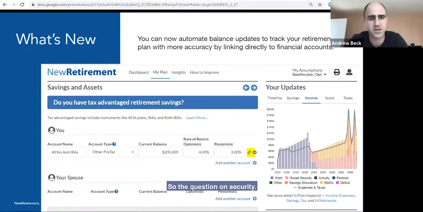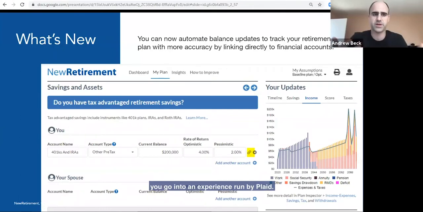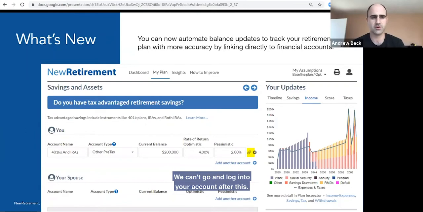So the question on security. Plaid is an industry leader. They say they've got bank level security and privacy, end-to-end encryption. So number one thing on security is you go into an experience that's run by Plaid. And so you enter your credentials, like your username and password. You're not actually sharing those with us. We don't store them. We don't know what those are. We can't go and log into your account after this. It's handled by somebody else.